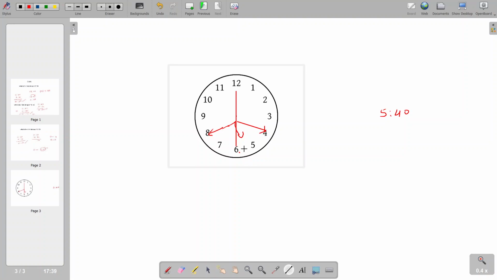Now we'll see our hour hand. The hour hand is on the right hand side of 6, one position, between 6 and 5. Similarly, it is on the right side of 6, right? Right becomes left, so we need to move to the left side. So it should be in between 6 and 7. This is the minute hand.